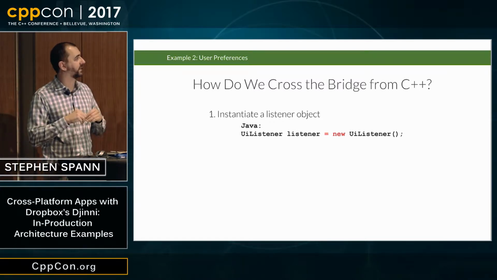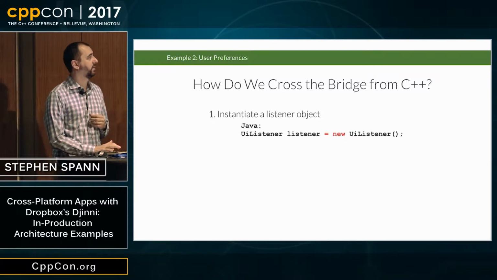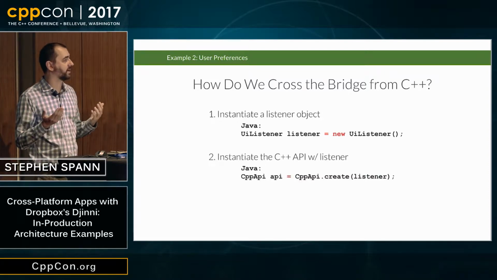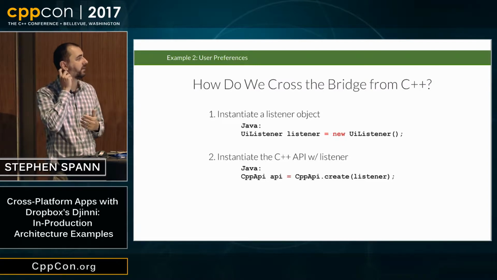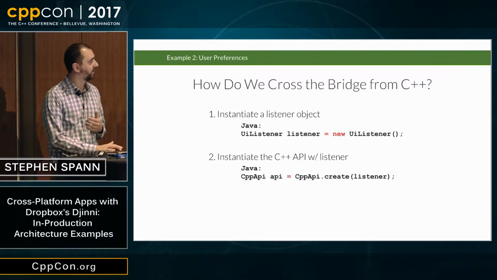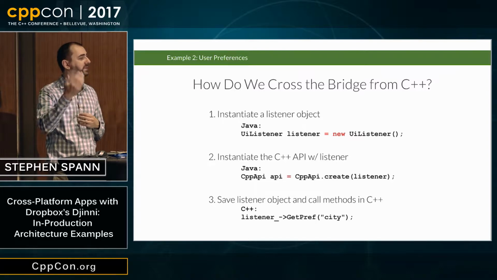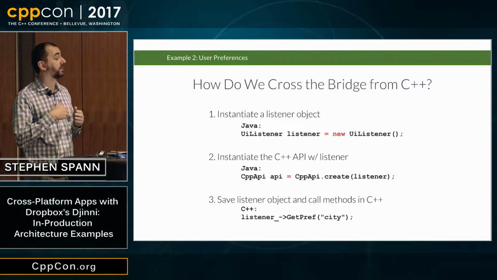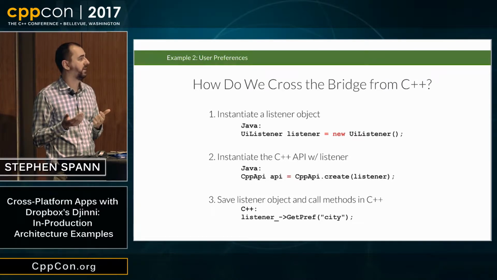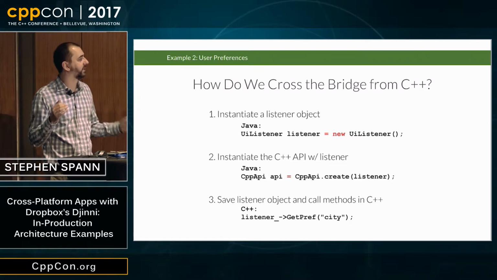So this is from Java's perspective. We create a listener object first. We pass it to our C++ object with a create method. So there's now an argument, listener, that we instantiated in Java. And finally, in C++, on our create method, we would save that listener as a private variable. And throughout our whole API class, we can call our getPreferences function. And C++ doesn't care if it's Java or Objective-C. It works out really well.